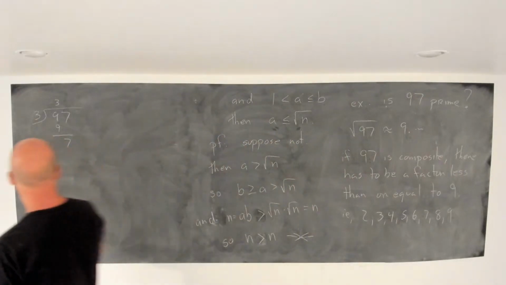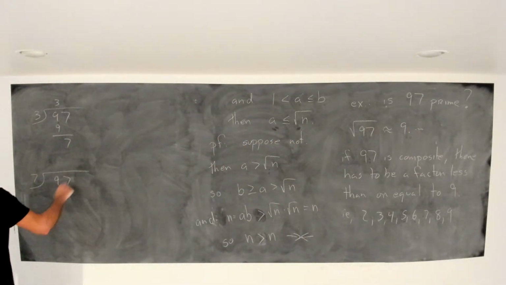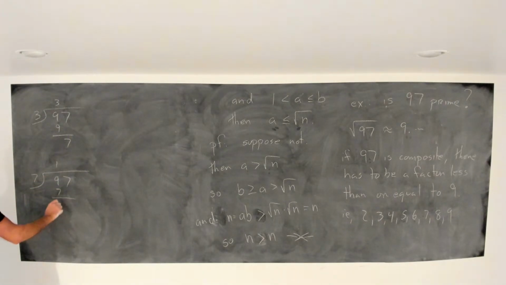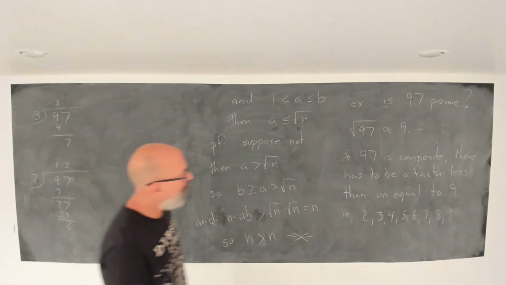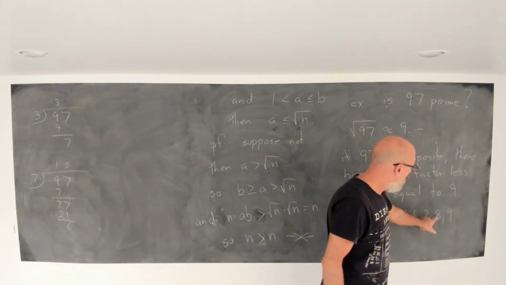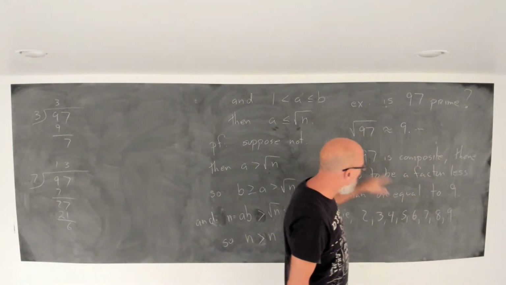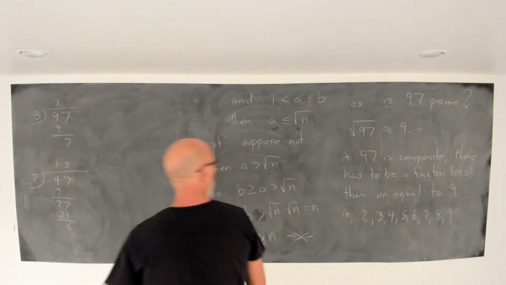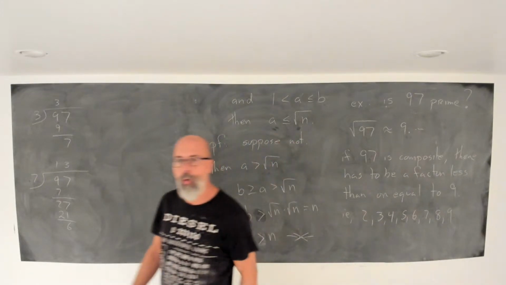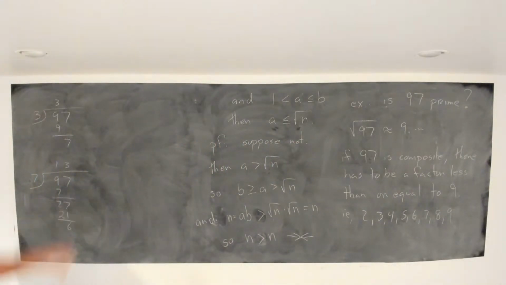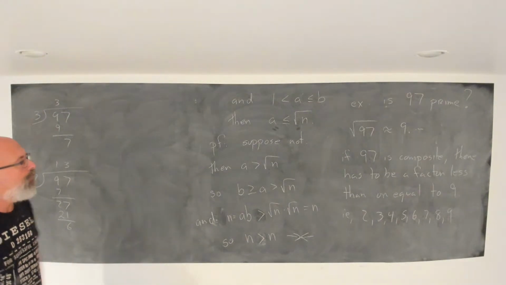7. Is 97 divisible by 7? Not clear. 3 times 7 is 21. 4 times 7 is 28. It doesn't work. We've got a remainder of 6. 8 is not going to divide because this is not an even number. And finally, 9. Well, you see that 9 goes into 9 once, but then you're left with a 7. So no good. None of these numbers divides 97. 97 is prime.